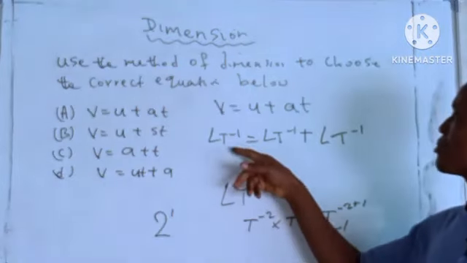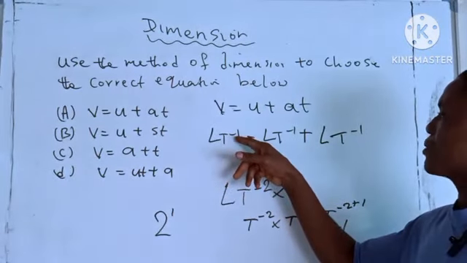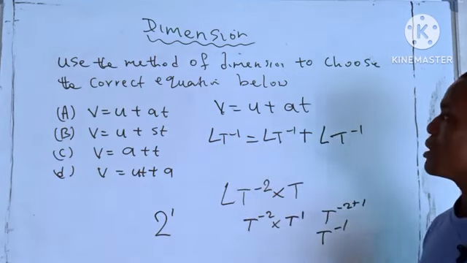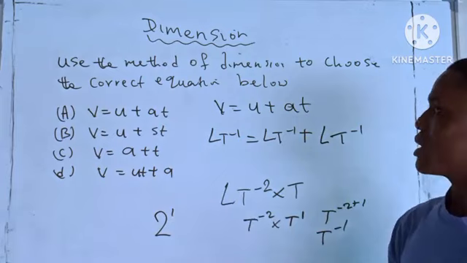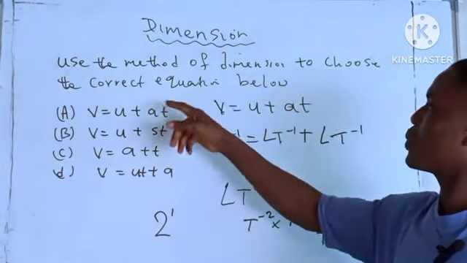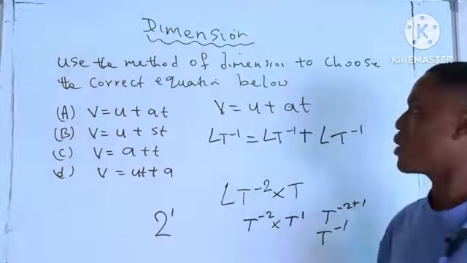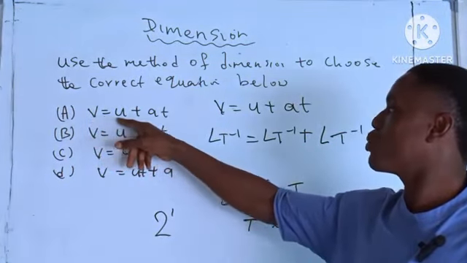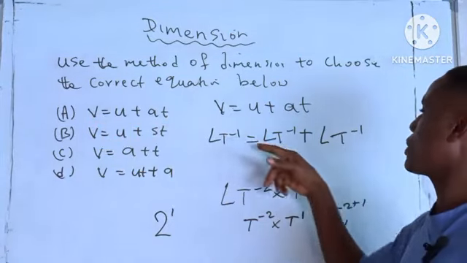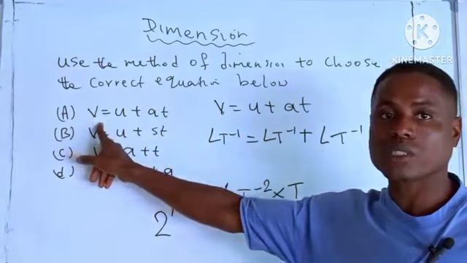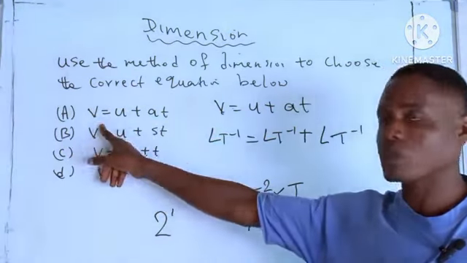Now look at it. We have Lt raised to minus 1, Lt raised to minus 1, Lt raised to minus 1, meaning this one is correct. They said use the method of dimension to choose the correct equation below. So I said since this v is equal to this one, it means that all the dimensions you'll be solving, all of them must carry what? Equal dimension or the same dimension.